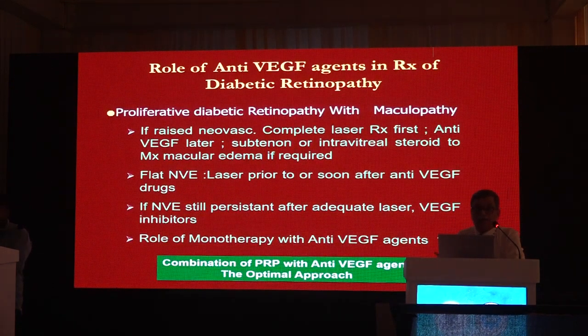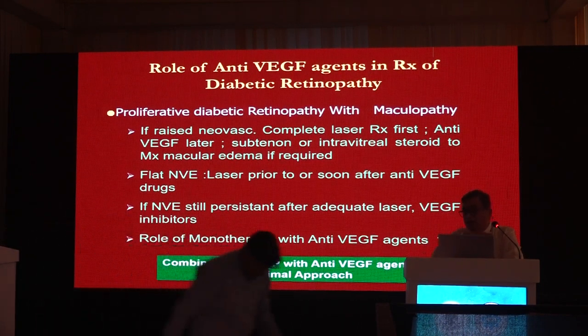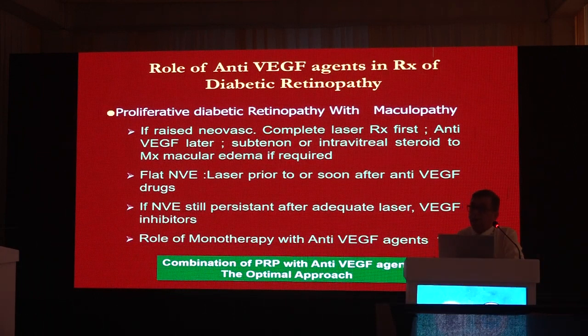So how do I manage my patients with proliferative diabetic retinopathy with maculopathy? If it's a raised neovascularization, I would complete the laser first and use anti-VEGF treatment later. If it's a flat neovascularization, I would give an anti-VEGF and quickly complete my laser, because these patients are very amenable to this combination. And if NVE is persistent after adequate laser, you need anti-VEGF agents. Probably the optimal treatment is a combination of PRP with anti-VEGF agents.